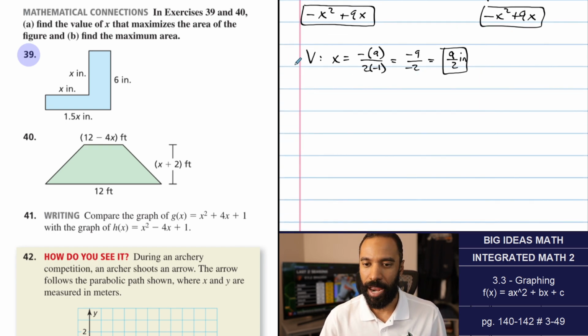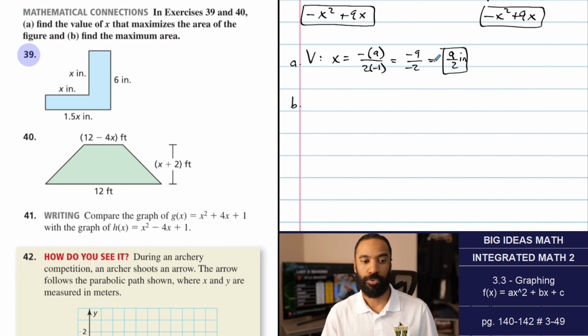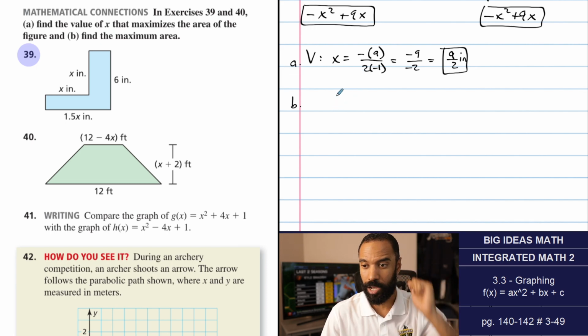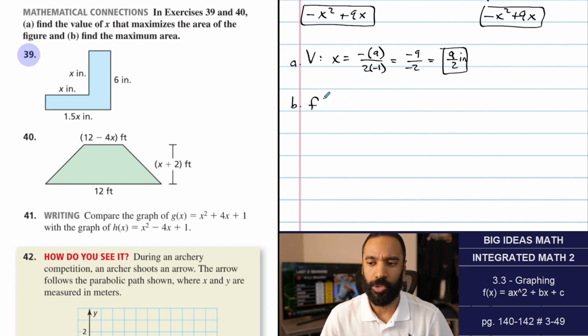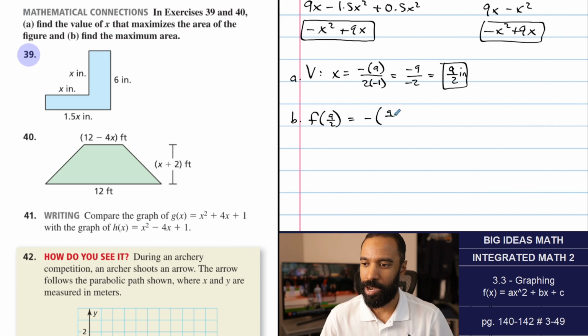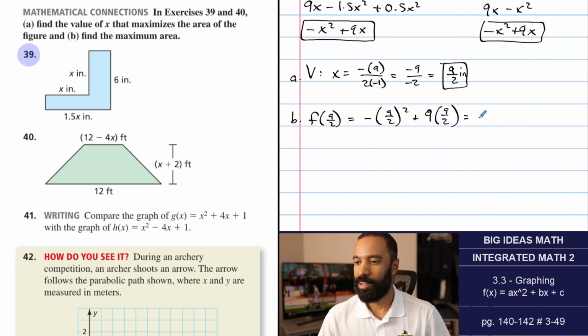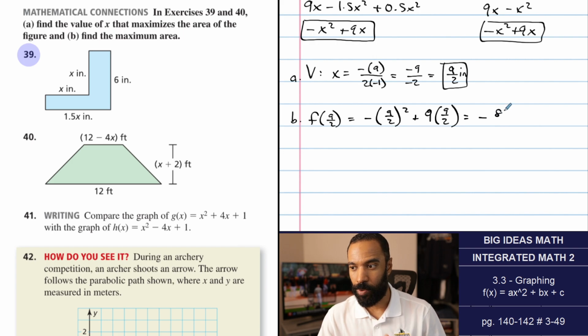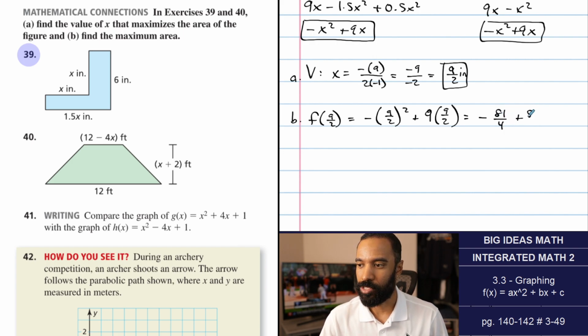The maximum area, that was part A. Part B, and by the way, I'm not going to do 3 different options for another problem. That was just to kind of talk about what we're doing. Maximum area, let's do f of 9 halves. I know that I didn't write it as that, but f of 9 halves is going to be negative 9 halves squared plus 9 times 9 halves. Negative 9 halves squared is negative 81 fourths, and negative 81 fourths plus this, 81 halves, guess what? That is 81 fourths square inches.